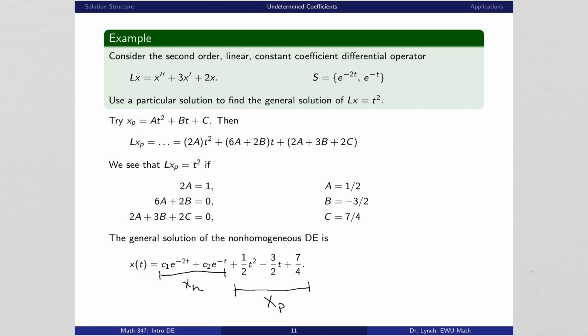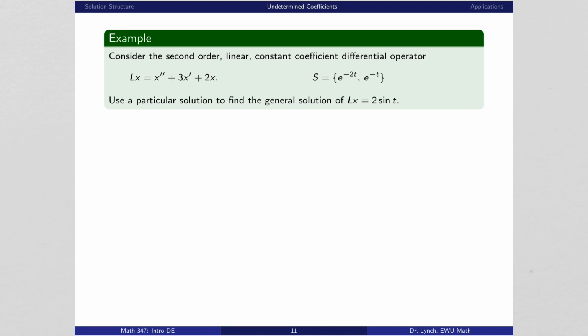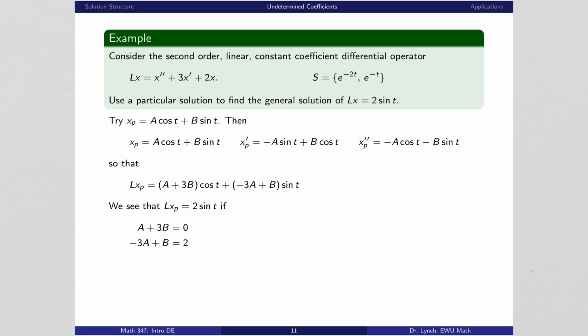Another example illustrating the solution using the same differential operator again, but this time we'll look at a sine function on the right-hand side. Okay, so once again, if we want to pop out a sine function from this differential equation, we need to be able to put in some sort of general similar form. So the general similar form in this case is x sub p equals a combination of sine and cosine: a cosine t plus b sine t.